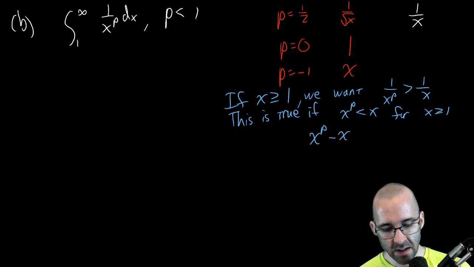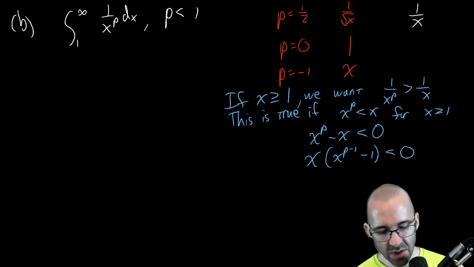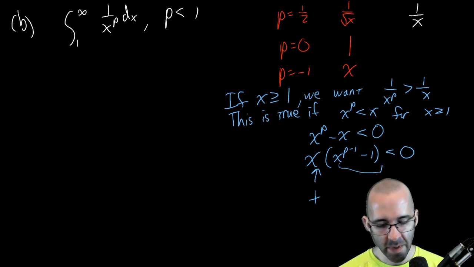Let's see. We don't know that this is true. We're going to have to go backwards at the end. If this is true, that's equivalent. We could factor out an x to the p minus 1. So we know this is positive. Question is, what do we know about this?